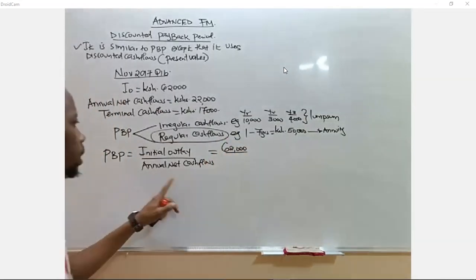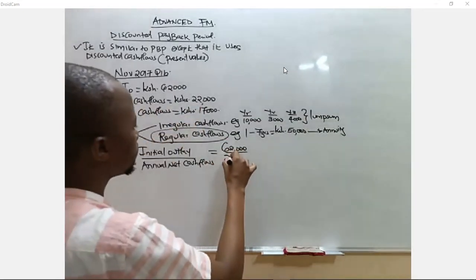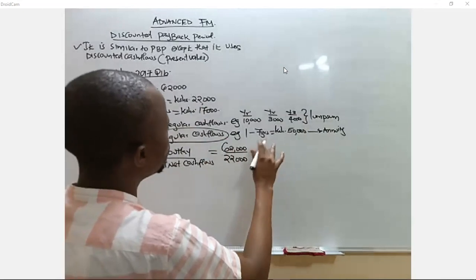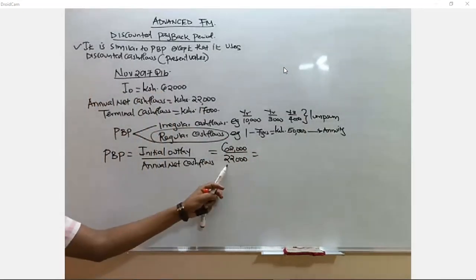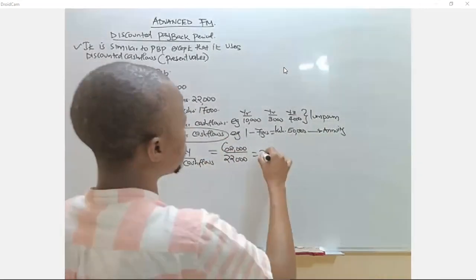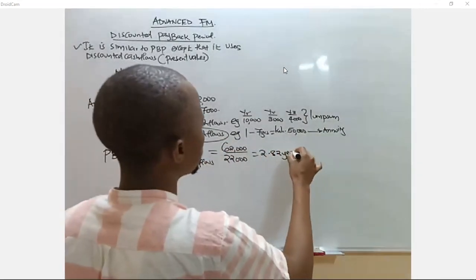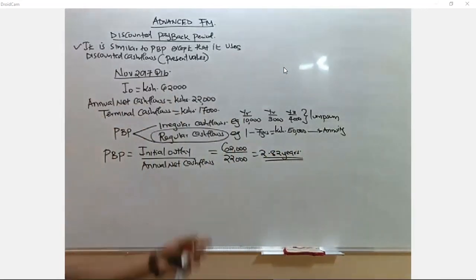What about the annual net cash flows? The annual net cash flows of ours is 22,000. You just do it direct. When you find the cash flows are similar for the duration of the project, right? You find they are the same for the duration of the project. So when I divide here, I am going to get 2.81 or 2.82 years. We only need 2.82 years to recover the initial outlay.